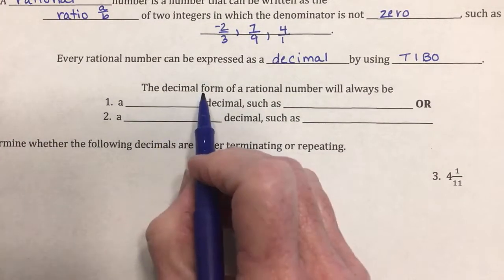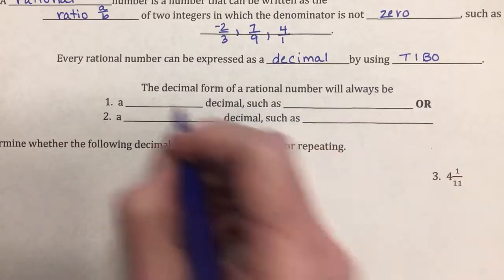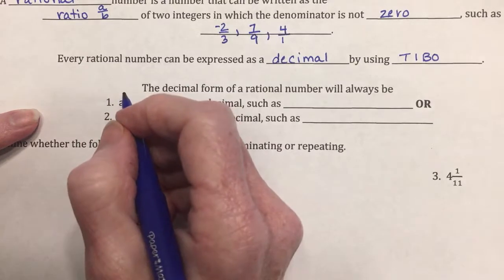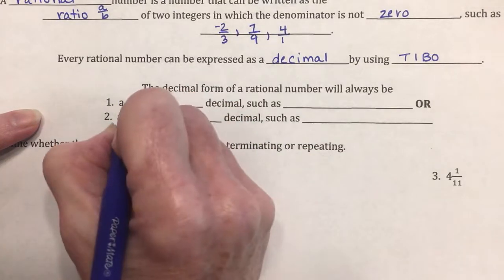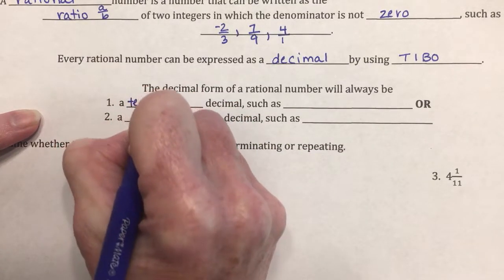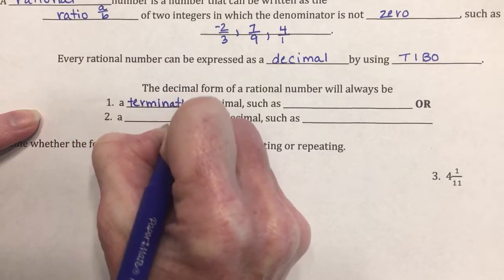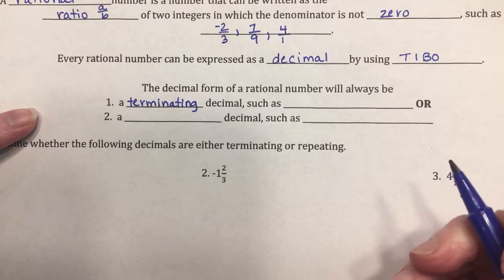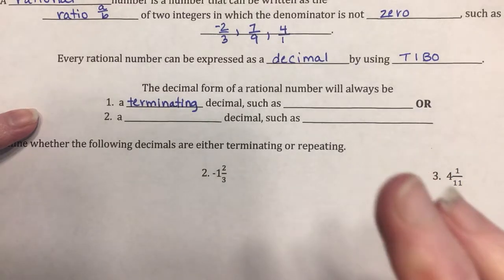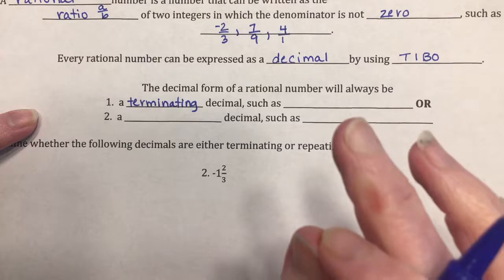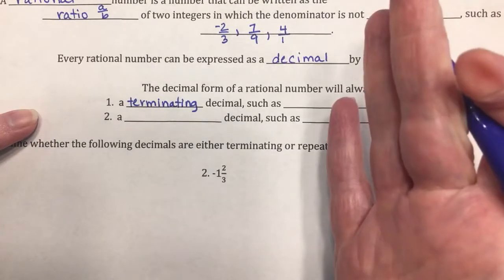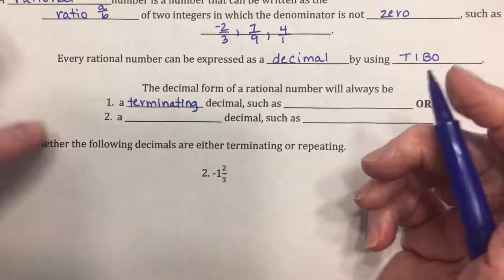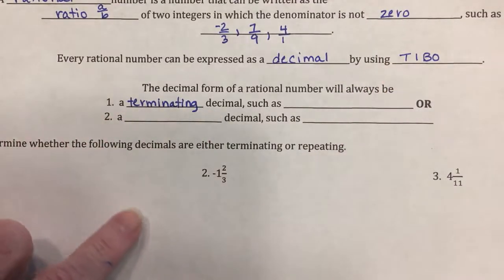Okay, so the decimal form of a rational number will always be, so you're going to get two things when you divide a fraction. You're either going to get a terminating decimal. And when I say terminate, what does that mean? A lot of people say, well, when you kill somebody, that's termination. Or if you terminate somebody's job, that means you stop their job, you fire them, it ends, all right? So a terminating decimal is a decimal that ends, all right?